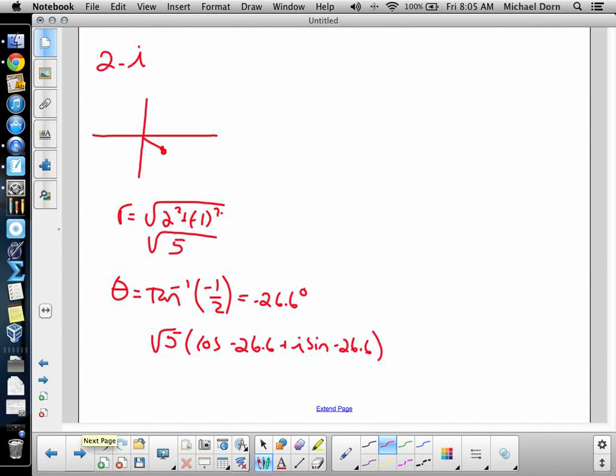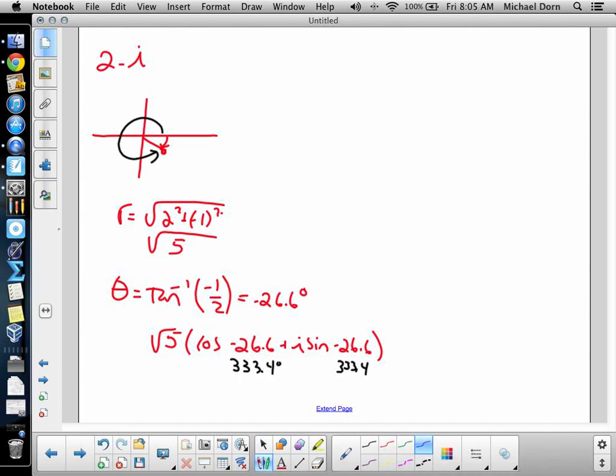Some people did convert this to the corresponding positive angle, so negative 26.6 obviously goes this way. Some people did the 333.4 instead. It's the same angle.